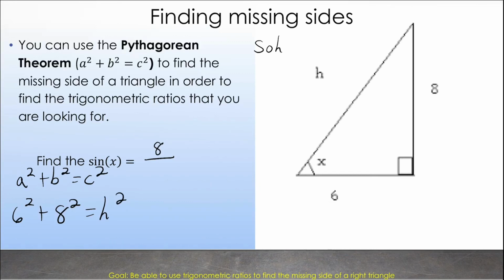In this case, I'm just substituting the numbers and symbols that I have. So I have 36 plus 64 equals h squared. 36 plus 64 is 100. We take the square root, we know h is 10. Well, it's plus or minus 10, but we know that it has to be positive because we're talking about length. So we know that the sine of x equals 8 over 10. We don't have to simplify it.